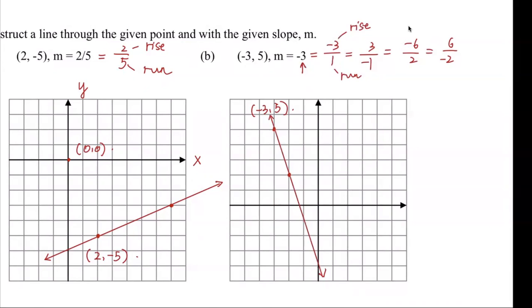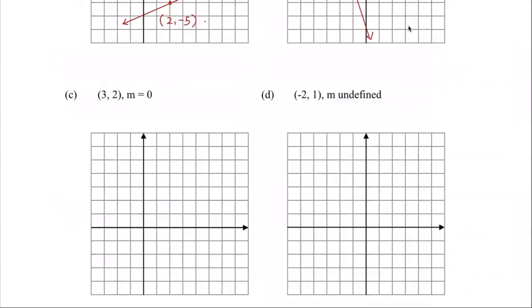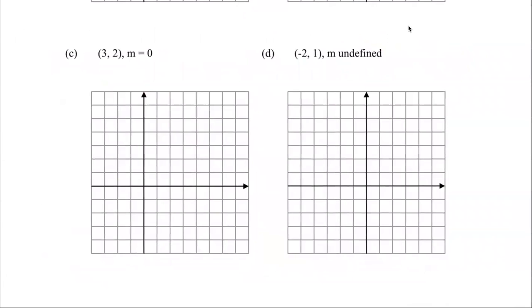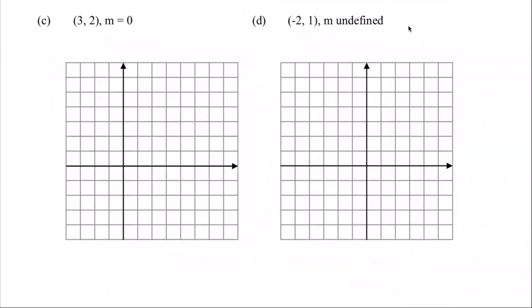Okay. This is the straight line we need to draw. Okay, CD. For C and D, I'll do it quickly. So we have a point (3, 2), and m is equal to 0. So first step, find the point, right? 1, 2, 3, 1, 2. So this is point (3, 2). Okay, and m is equal to 0.